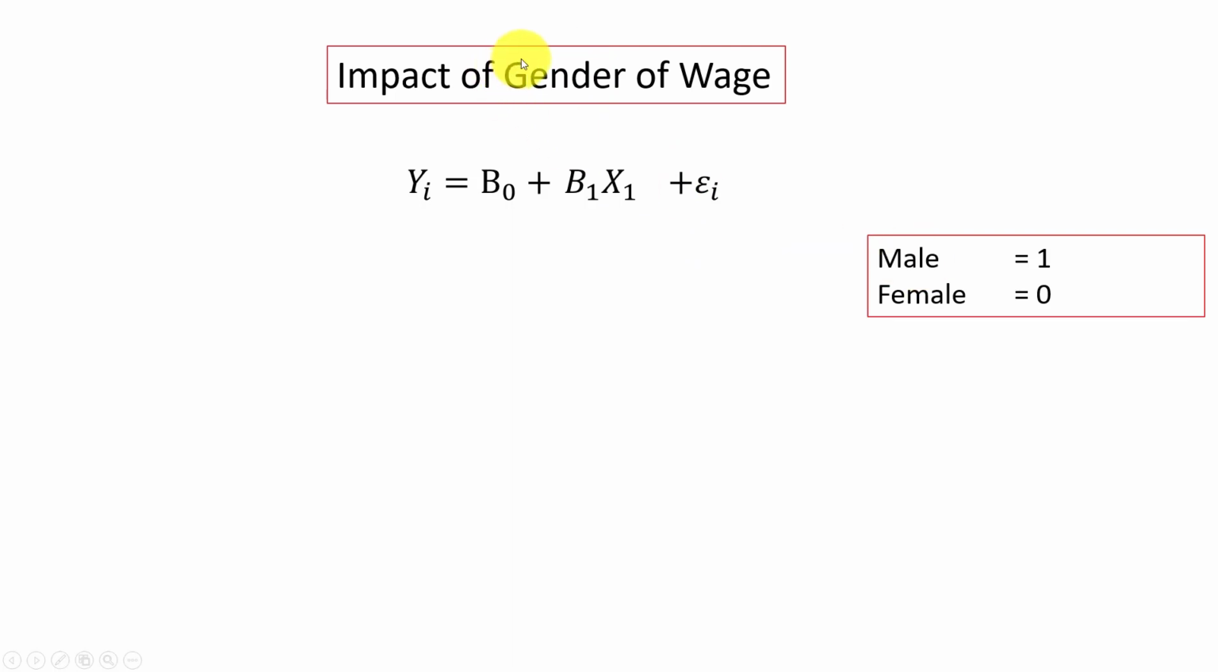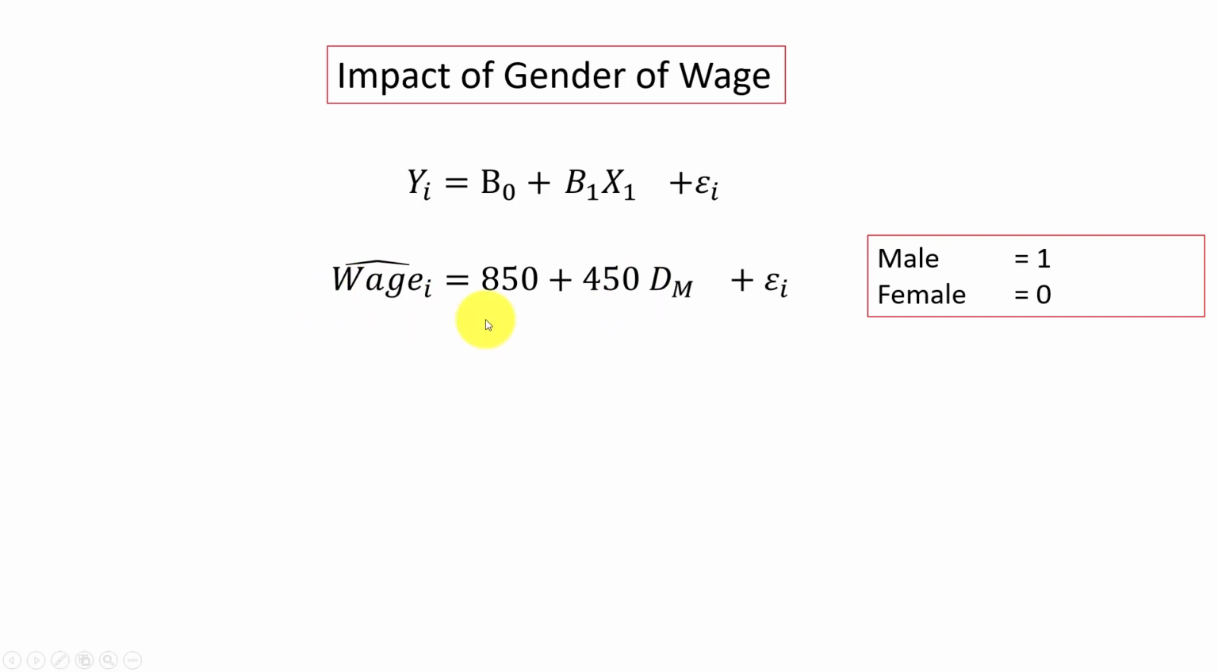Now in this case, because it is a categorical variable, we are going to generate a dummy variable. For this specific example, we are going to generate a dummy of male. Because it is a dummy of male, wherever there is male in our data set, we would replace it with a value of 1, and we would have a value of 0 for female.